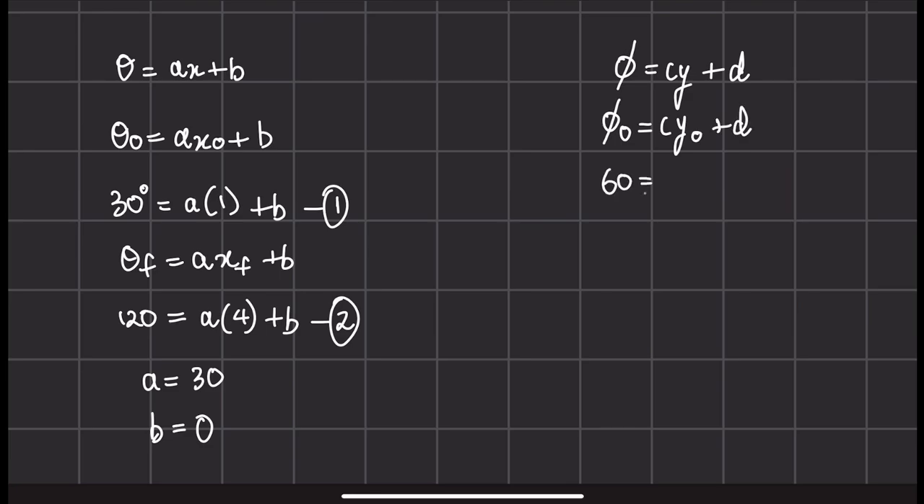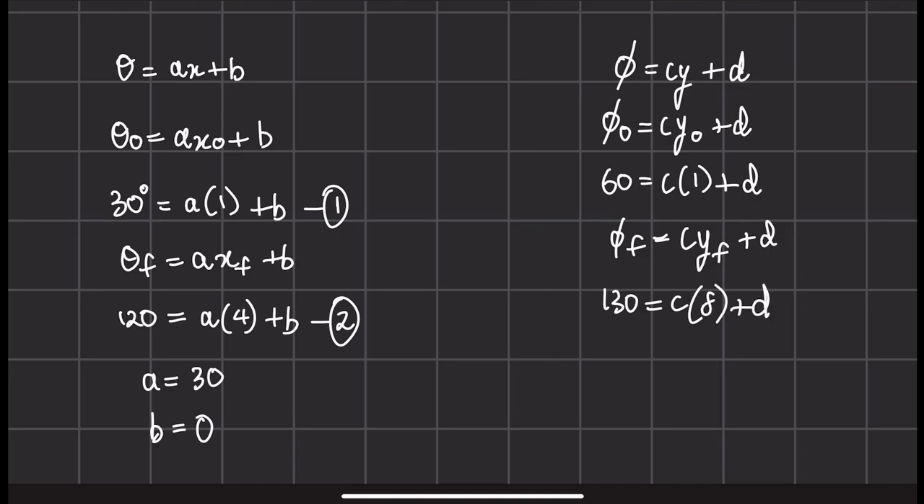60 is equal to c into 1 plus d. Similarly, phi f is equal to c into yf plus d, which is going to be 130 is equal to c into 8 plus d. As there are two equations with two unknowns, we will be able to find the value of c and d. c is equal to 10 and d is equal to 50.